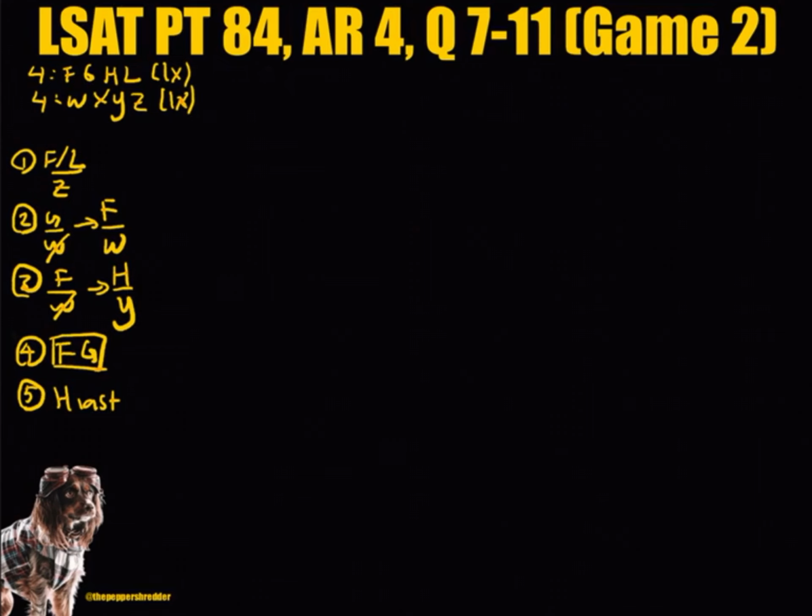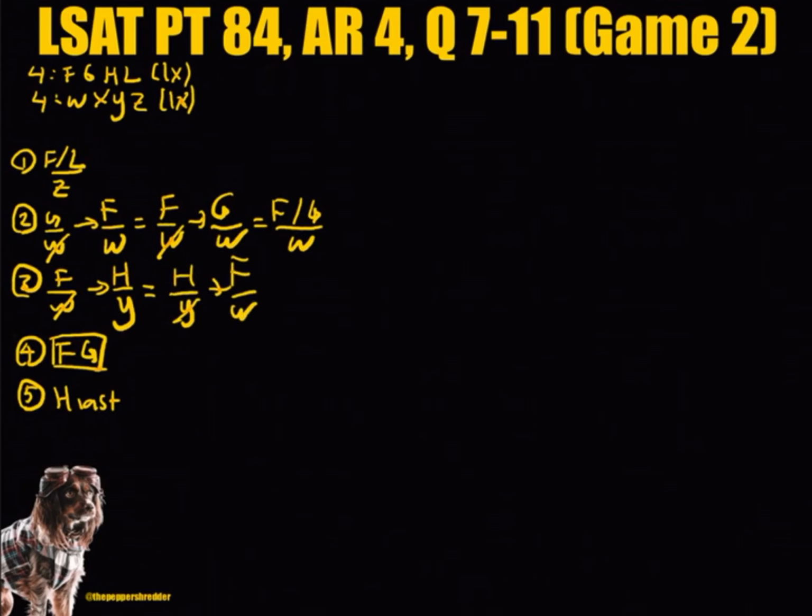Because Rule 2 is a conditional statement, we can note its contrapositive. If F is not grouped with W, then G must be grouped with W. This would mean either F or G must be grouped with W. Rule 3 is also a conditional statement. Its contrapositive is if H were not grouped with Y, then F must be grouped with W.